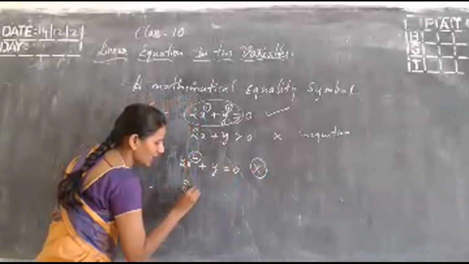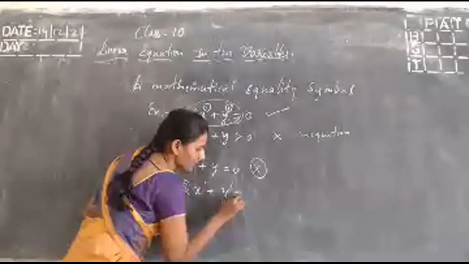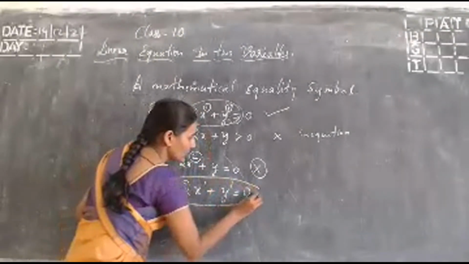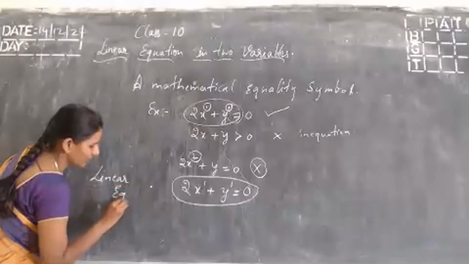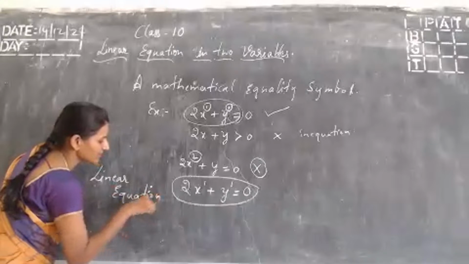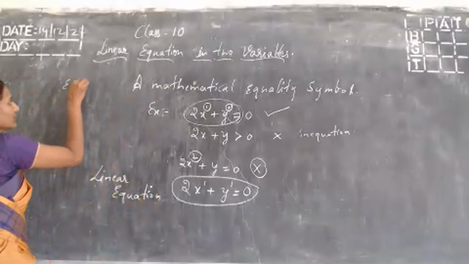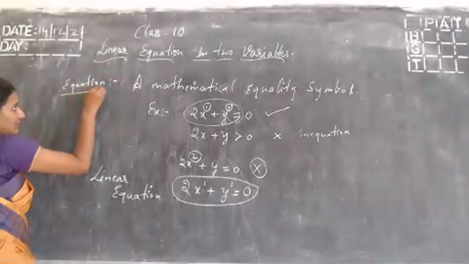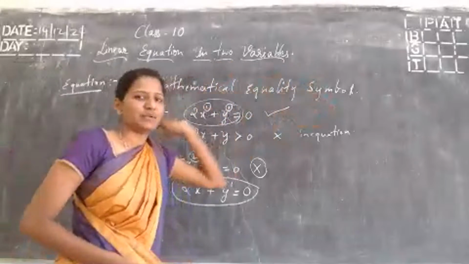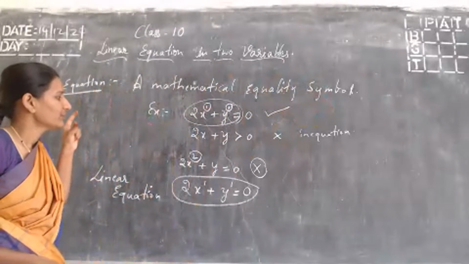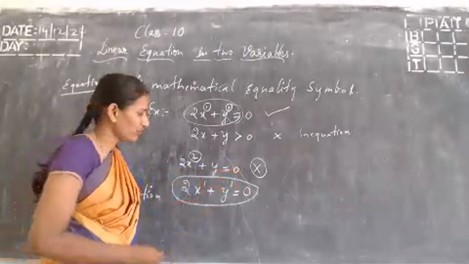Linear equation means the power of the variable should be 1. This is a linear equation. So now we have discussed equation and linear equation, which is very easy. Equation means a mathematical expression which is having an equality symbol. What is a linear equation? An equation of power 1.